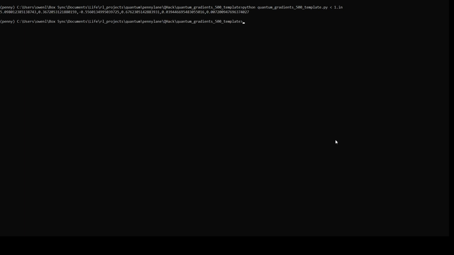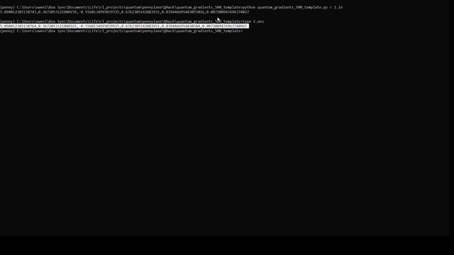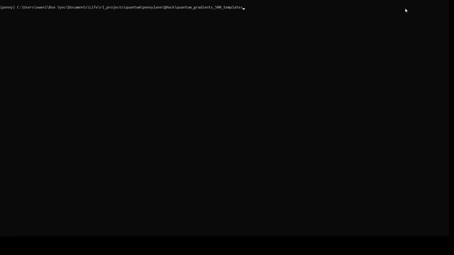on gradient in, you can see it'll generate the natural gradient, which is a length 6 vector, I believe. And we can see these are exactly the same. And so that's it for quantum gradients.